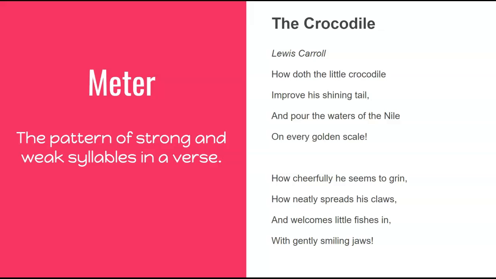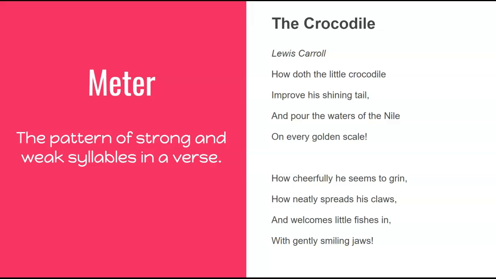All right, so we had 8 again. So we're starting to see a pattern here. Let's see if the last line has 6 syllables in it. On, every, golden, scale, and. So that would be 6 syllables for our verse number 4.